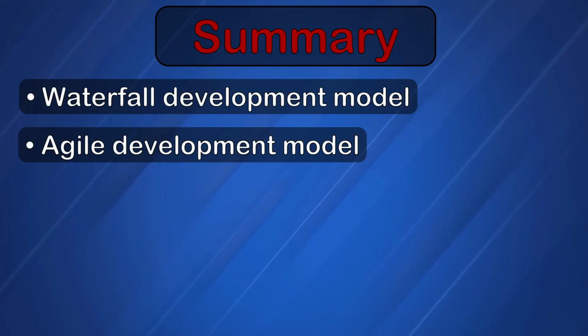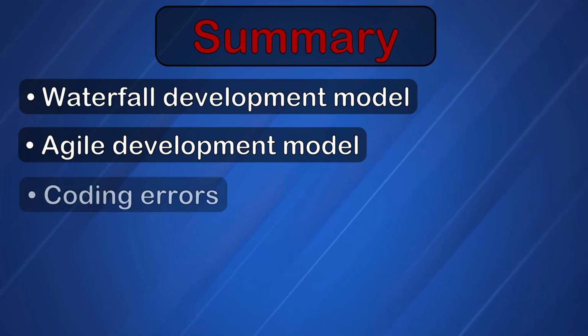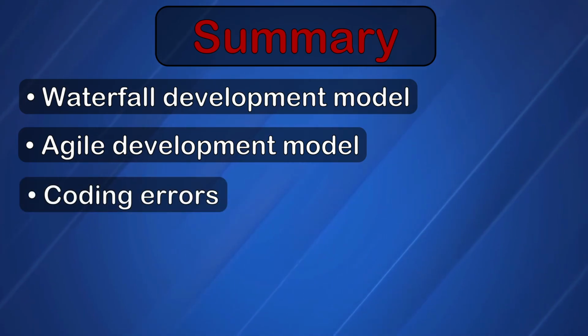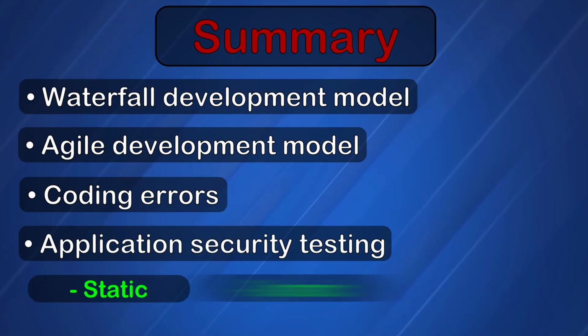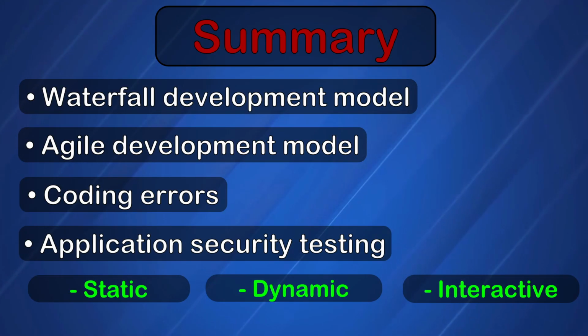That's it for this lesson. In this lesson, we reviewed two common software development life cycles, Waterfall and Agile. Then we looked at two different kinds of coding errors, compile errors and runtime errors. We finished up by looking at static, dynamic, and interactive application security testing and how these tools can help us secure applications throughout the development lifecycle.